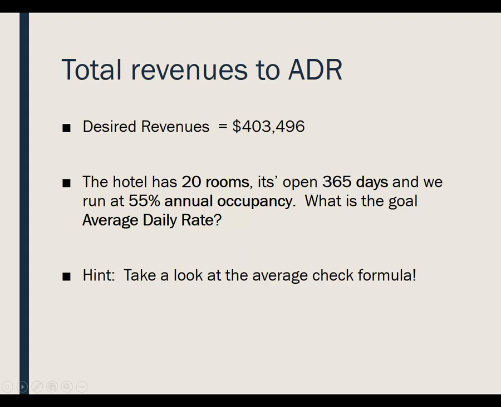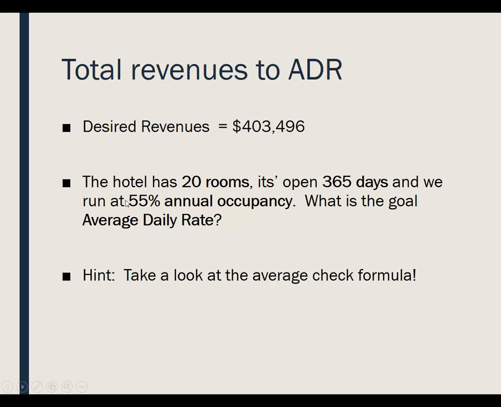So desired revenues, let's say they're $403,496. The hotel has 20 rooms. It's open 365 days a year, and we run at 55% annual occupancy. What is the goal average daily rate? So you would want to make sure that you are dividing your revenues by how many rooms you have available for one day times how many days are available times the annual occupancy. That would give you your occupied room nights for the year.